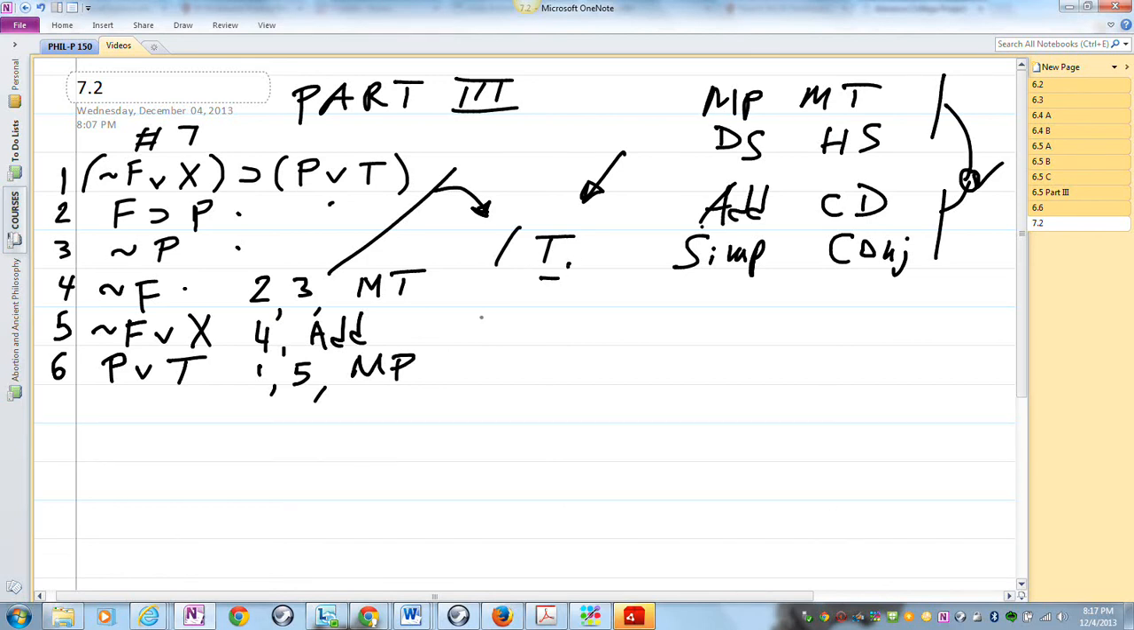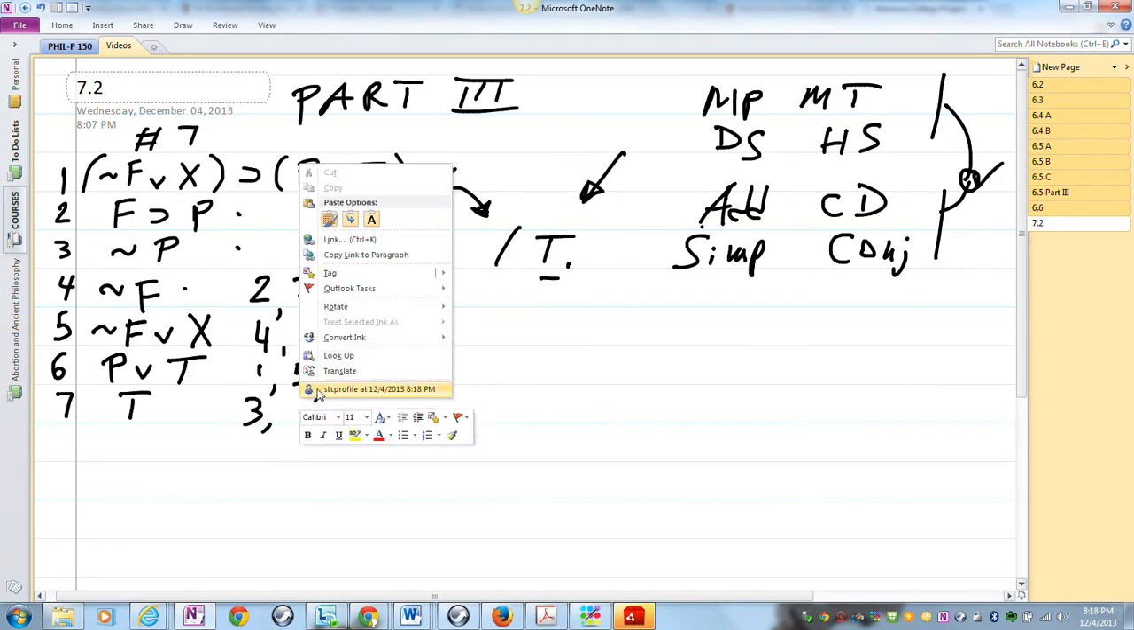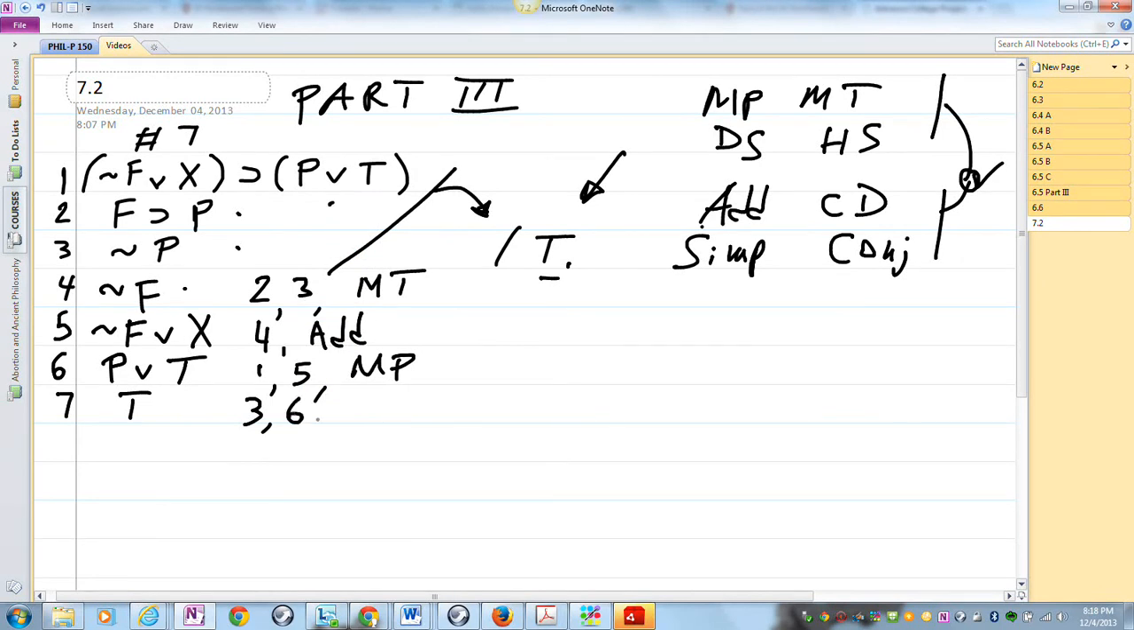You wanted to prove T, so it's easy to see that you have P or T here, and up there in line 3 you have not P, so you can do a simple disjunctive syllogism and enter T. So T follows from lines 3 and 6. Sorry, 3 and 6, disjunctive syllogism. And you're done, because T was your goal.